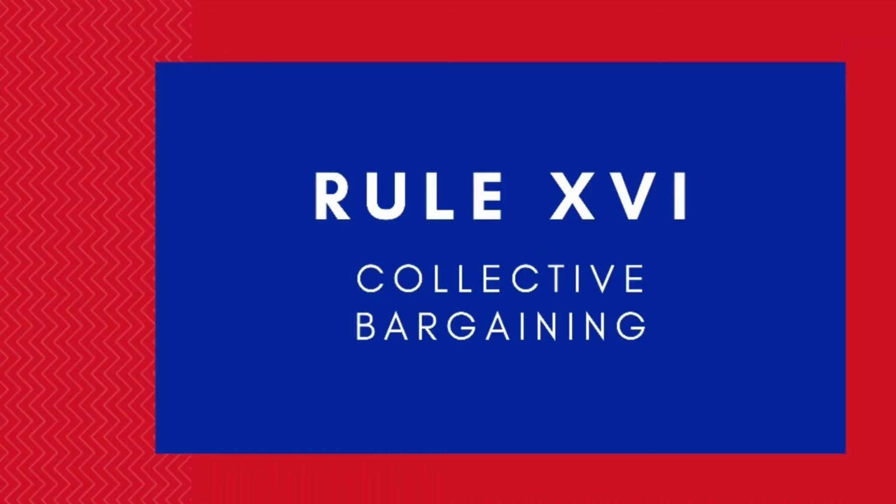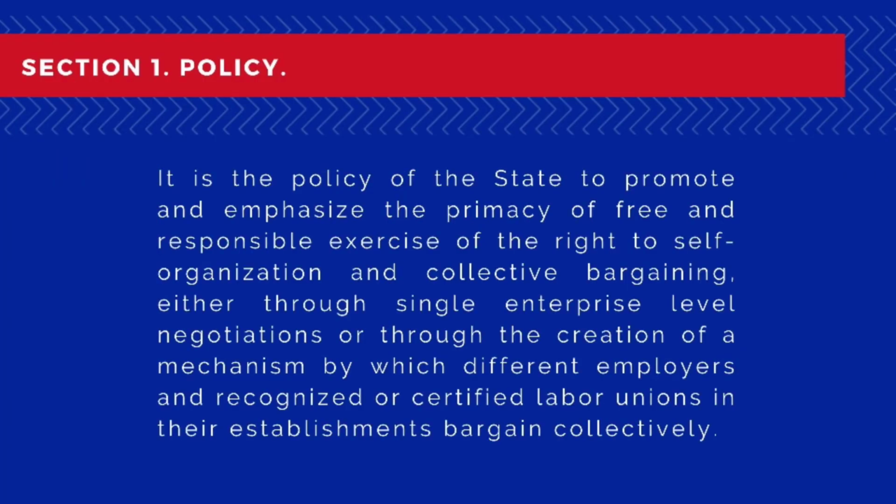Rule 16. Collective bargaining. Section 1. Policy. It is the policy of the state to promote and emphasize the primacy of free and responsible exercise of the right to self-organization and collective bargaining, either through single enterprise level negotiations or through the creation of a mechanism by which different employers and recognized or certified labor unions in their establishments bargain collectively.